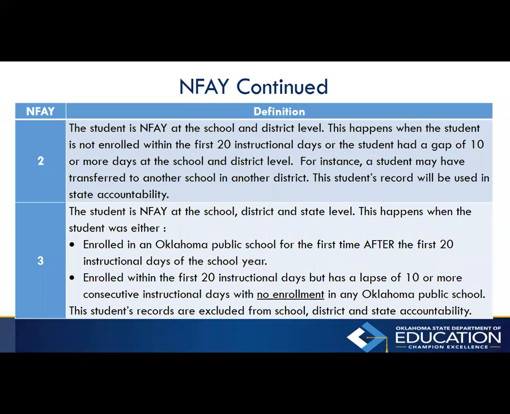If they're an NFAY 2, this is at a school and district level. This happens when the student is not enrolled within the first 20 instructional days, or the student had a gap of 10 or more days at the school and district level. An example of that is a student who may have transferred to another school in another district. And this student's record will be used in the state accountability calculations. And then there's NFAY 3, which is where the student is NFAY at the school, district, and state level. These are records that are excluded from school, district, and state accountability. So those would not be in there.